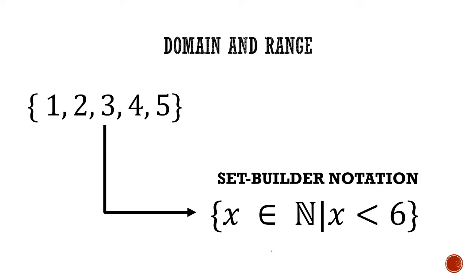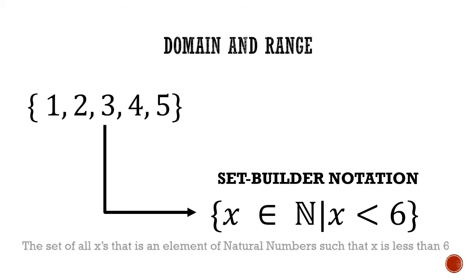You see, set builder notation can be a little bit intimidating. It looks complex, it looks complicated, but let's try to break it down. We read this as the set of all x that is an element of natural numbers such that x is less than 6. So yung involved lang na numbers dito sa set na to ay yung mga natural numbers.